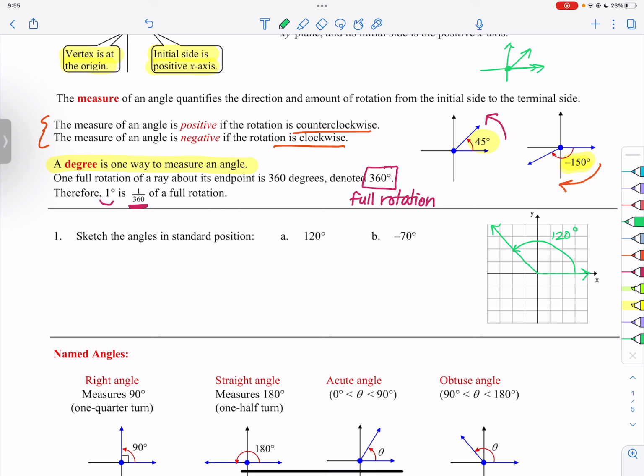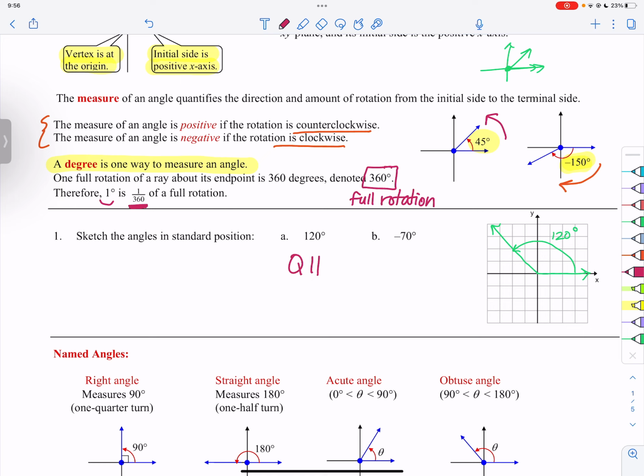And what do you notice? We notice that we are in quadrant 2 once we have this measure of this positive angle, and we rotate 120 degrees counterclockwise. We're in quadrant 2.